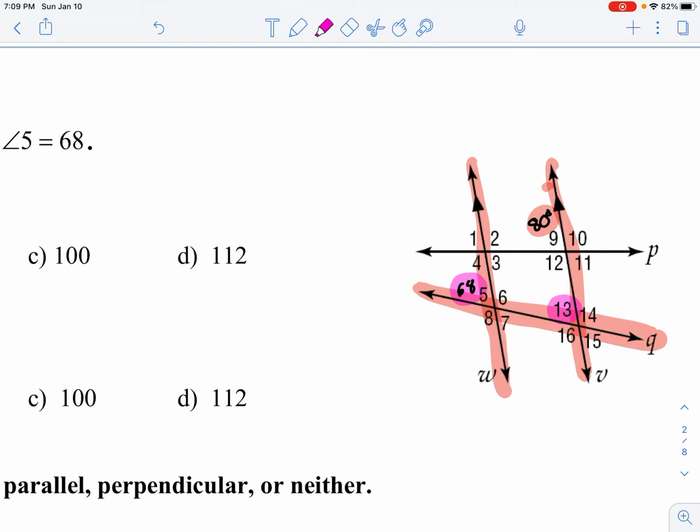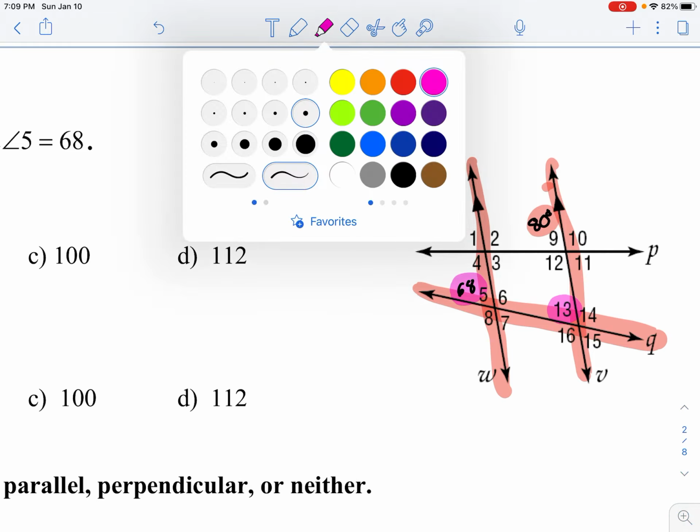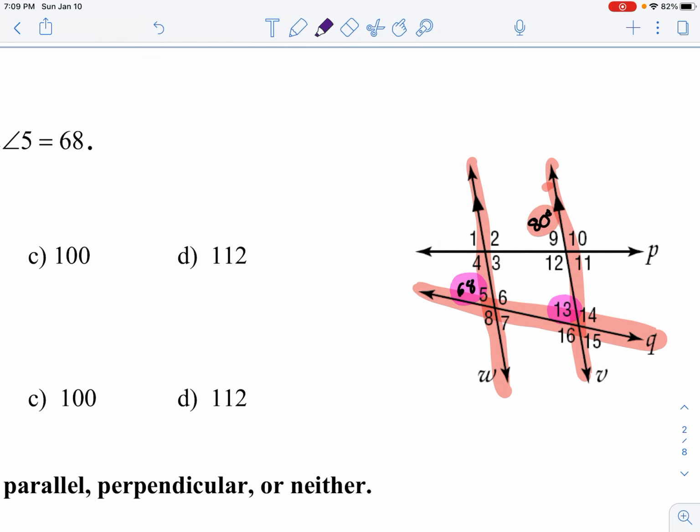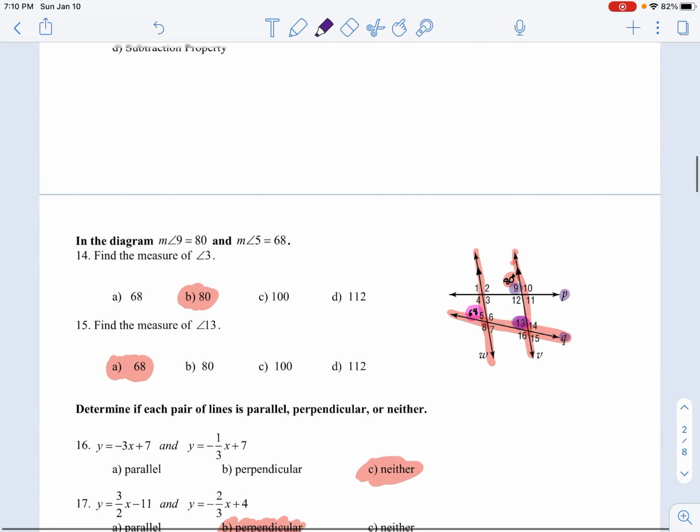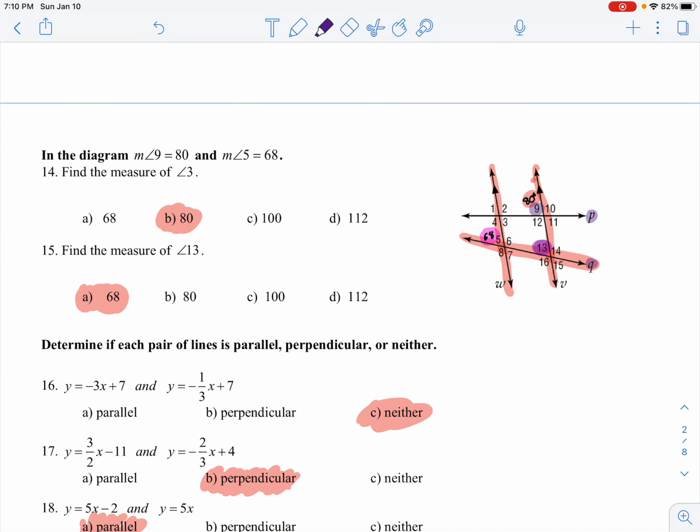which would make it 68 degrees. Now, where people could get confused is they could say, well, Mr. Anderson, isn't it also a corresponding angle up there with angle 9? Those are like corresponding angles, which they are technically, but they aren't parallel lines. P and Q aren't. So you can't say 9 and 13 are going to be congruent because they're not on parallel lines. So for this one, the answer is 68.